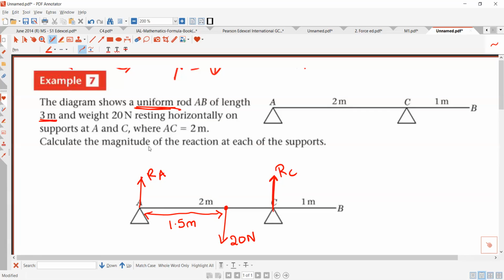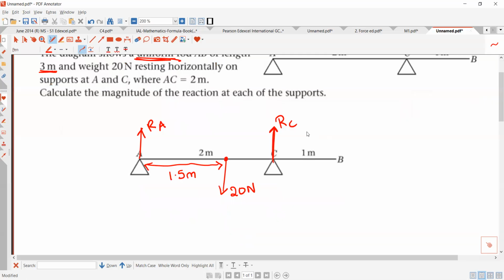Then they said calculate the magnitude of the reaction force at each support. So how many unknowns do I have here? Here I have two unknowns, one is RC, one is RA. So let's make some equations. Focus. RC plus RA, total upward force equals total downward force. Understood this? Okay, so equation number one is ready. Now online, everyone understood?